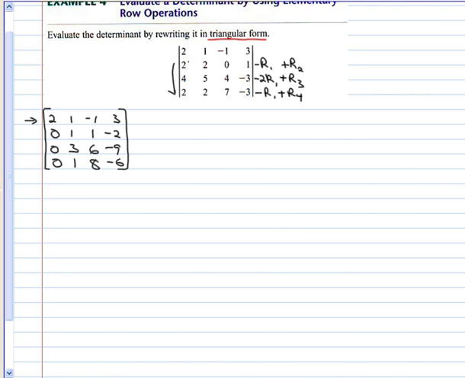Now I'm going to use this 1 and get the zeros under it. I can go negative 3 times row 2 and add it to this row 3, and I'll get a 0 there. And then just negative times row 2 and add it to row 4, and I'll have a 0 right underneath it. And again, I'm doing a multiple of one row, adding it to another, so I haven't affected my determinant. First row, going to leave it. 2, 1, negative 1, 3. Second row, going to leave. 0, 1, 1, negative 2.